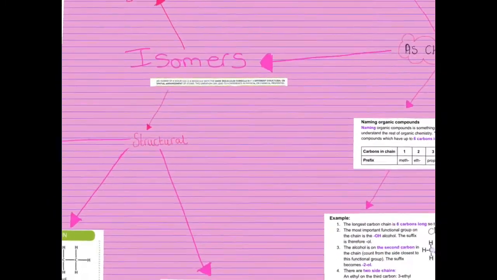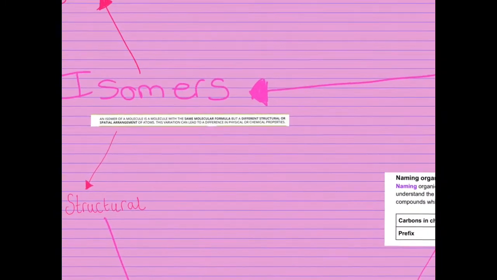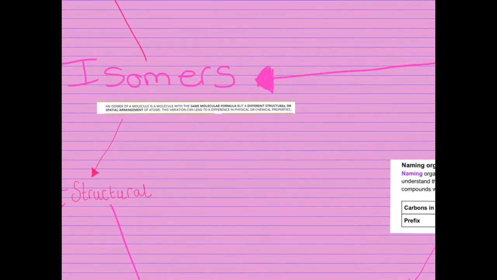There are 2 types of isomers you need to know. You obviously need to know the definition of an isomer. An isomer is a molecule with the same molecular formula but a different structural, spatial arrangement of atoms. The variation can lead to different physical or chemical properties.